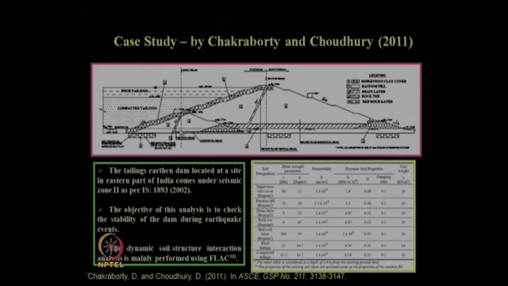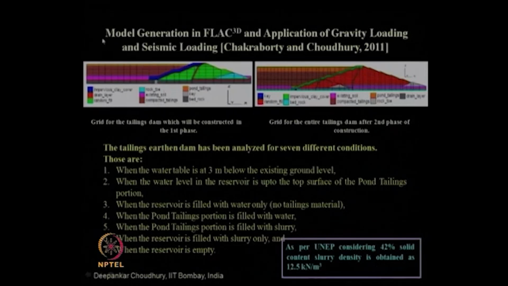So, in two stages of height it is proposed to be constructed, one is 10 meter, another is 28 meter. The first phase is 10 meter and it will be constructed by the downstream approach or downstream method. This analysis is carried out using the finite difference based software FLAC 3D, as well as the analytical method of pseudostatic as well as pseudodynamic method of analysis for seismic design of this tailing dam, and these are all input parameters for the dam sections and the tailing portions.